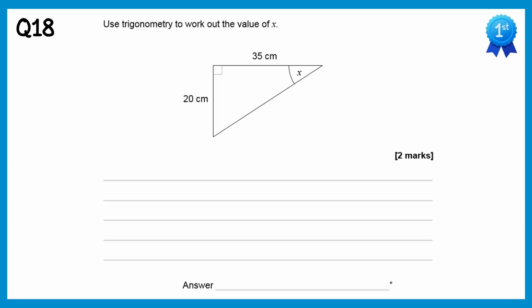For this question, we're going to use trigonometry to find x. First of all, label the triangle. So opposite the angle is 20, adjacent to the angle or next to it is 35, and we're left with the hypotenuse opposite the right angle.